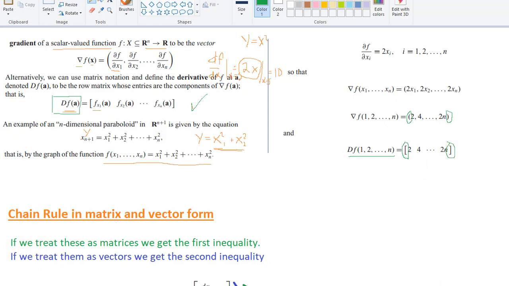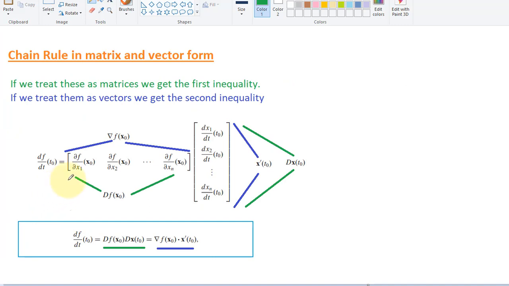So basically, if we want to use a vector, we'll call it the gradient. And if we want to use the matrix form, we'll call it the derivative. So let's go back to our chain rule, and we can do it in matrix form and in vector form. So we said just a little while ago, in the previous video, that we can talk about the chain rule.